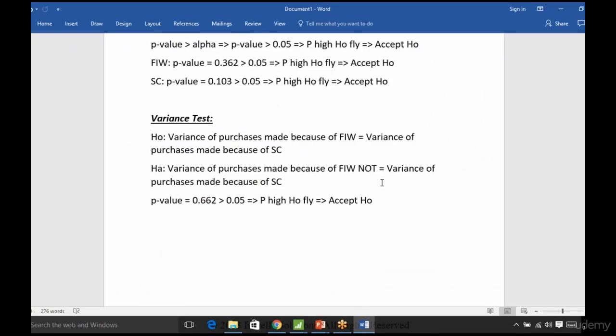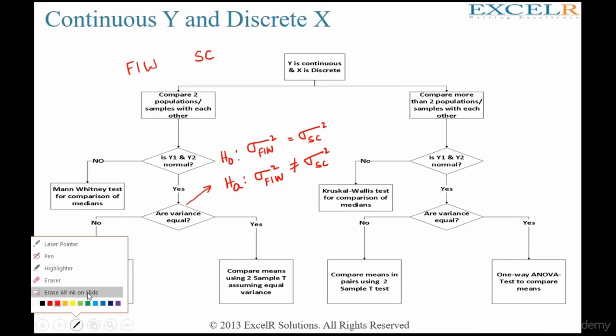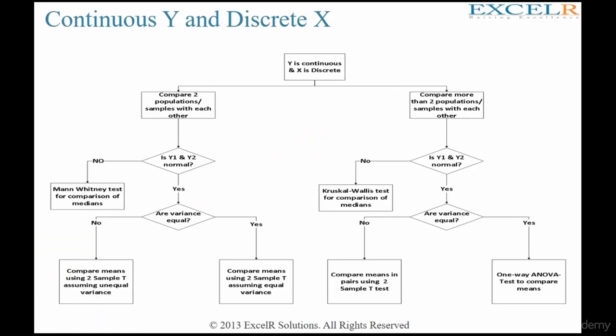All right. Now, if variances are equal, yes, variances are equal. This test has told that yes, variances are equal. If variances are equal, we compare means using two sample t-test, assuming equal variance, because we have proven that variances are equal.